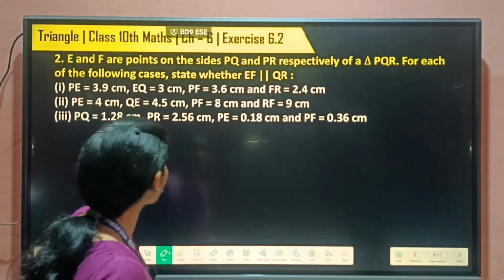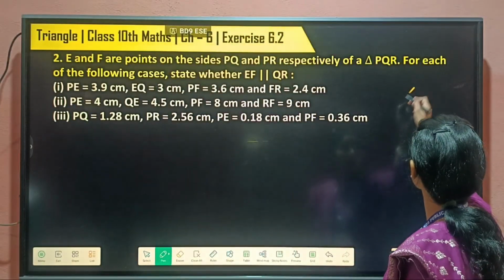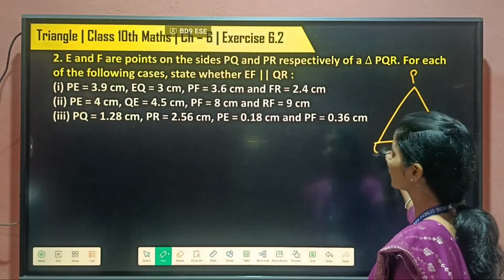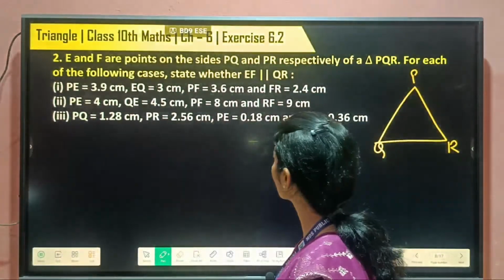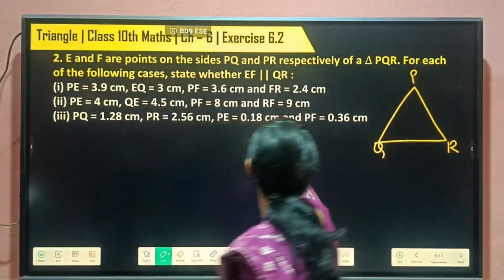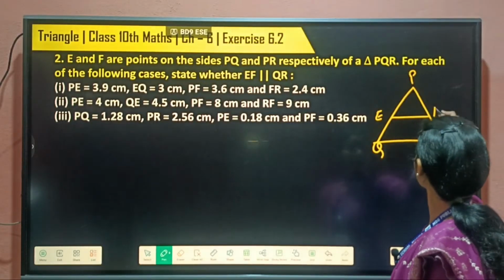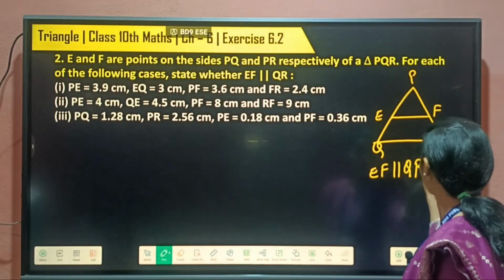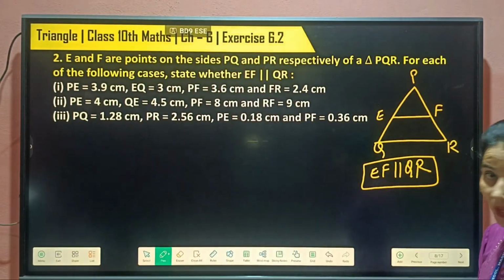E and F are points on the sides PQ and PR respectively of a triangle PQR. Draw a triangle PQR. For each of the following cases, state whether EF is parallel to QR. We need to tell, in this triangle PQR with this EF, whether EF will be parallel to QR.